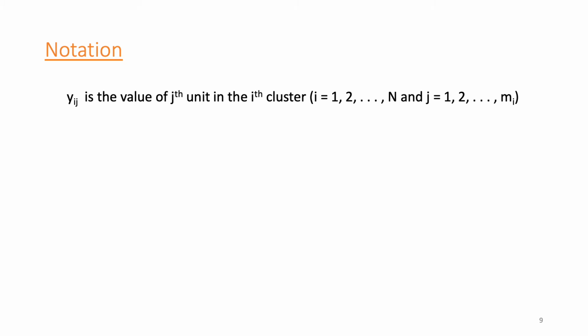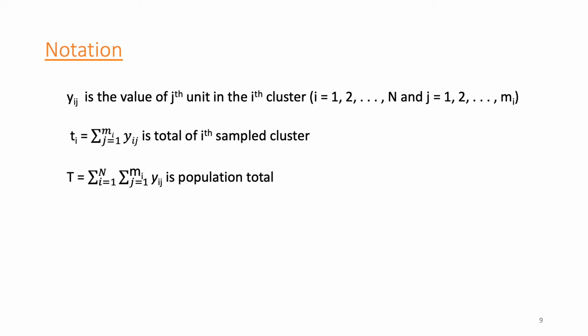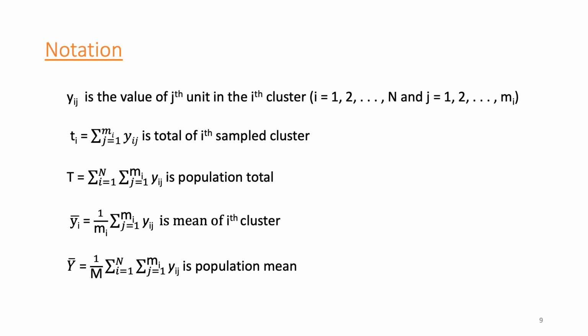And then Yij is the value of the jth unit in the ith cluster. Ti is equal to the total of the ith sampled cluster, that is the sum of Yij. Capital T is the population total, Yi bar is the mean of the ith cluster, and capital Y bar is the population mean.